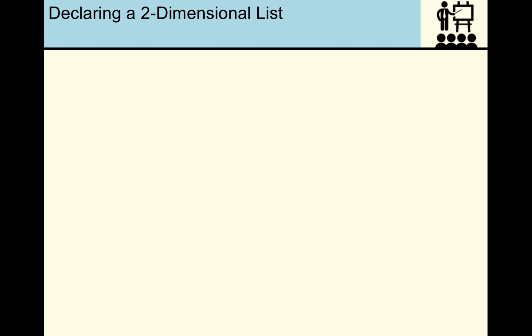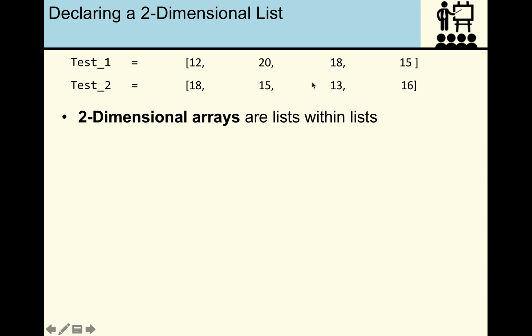Now, when I'm declaring a variable, I'm creating a variable, and I need to declare a two-dimensional list. Here I've got my two lists, and I want to create a list within a list. So I need to actually combine this information. So how do I do that?